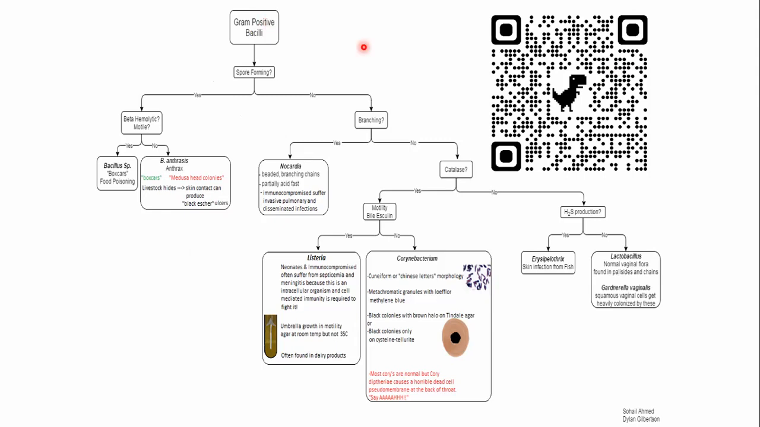In this slide, it shows you the schematic diagram to differentiate gram-positive bacilli. The first question that you ask yourself, is it spore-forming? Once you identify a gram-positive rod under the microscope, you observe, is it spore-forming? If your answer is yes, your next question is, is it beta-hemolytic? Is it motile? On the other hand, if your answer is no, your next question should be, is it branching? Those are significant questions, which are very important once you identify a gram-positive bacilli.